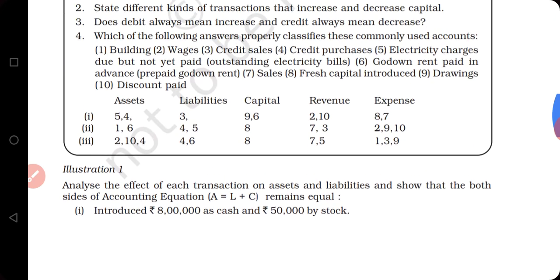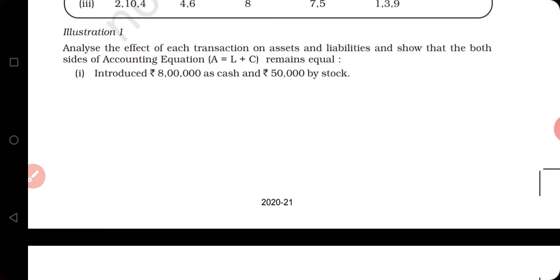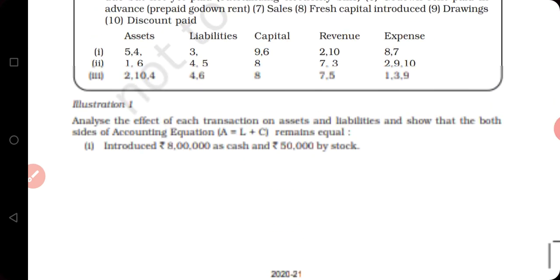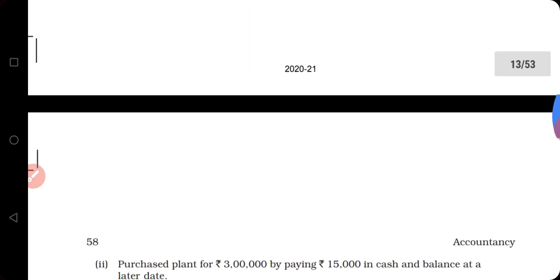Now let's do one more transaction, or one more illustration. Illustration number 1. Analyze the effect of each transaction on assets and liabilities and show both sides of the accounting equation. We will prepare the accounting equation here. First is, introduce rupees 8 lakh as cash and 50,000 as stock. So starting business with rupees 8 lakh and with stock or goods of rupees 50,000.